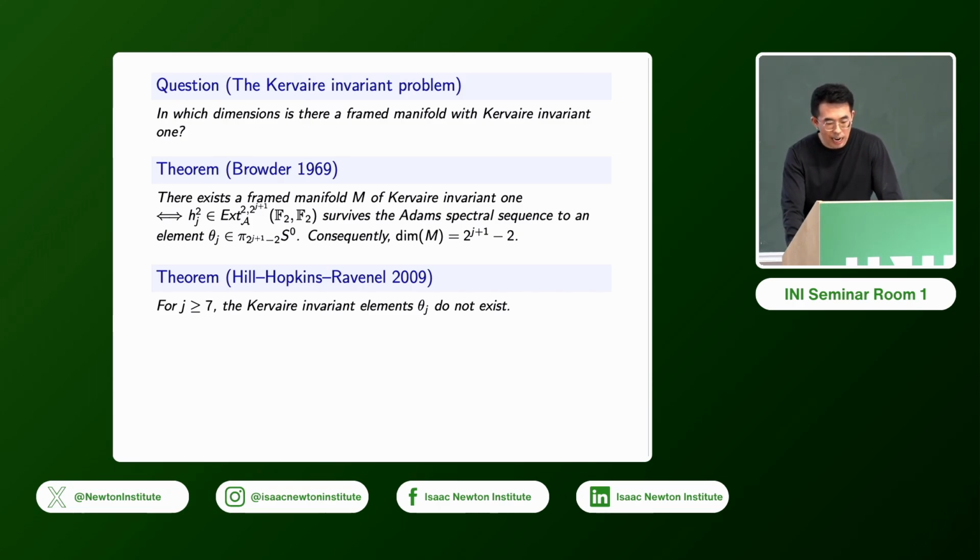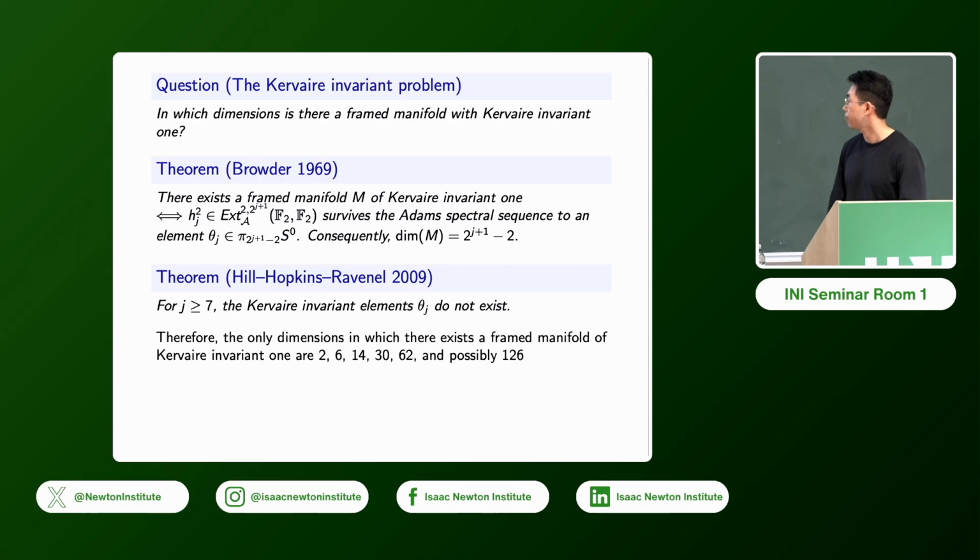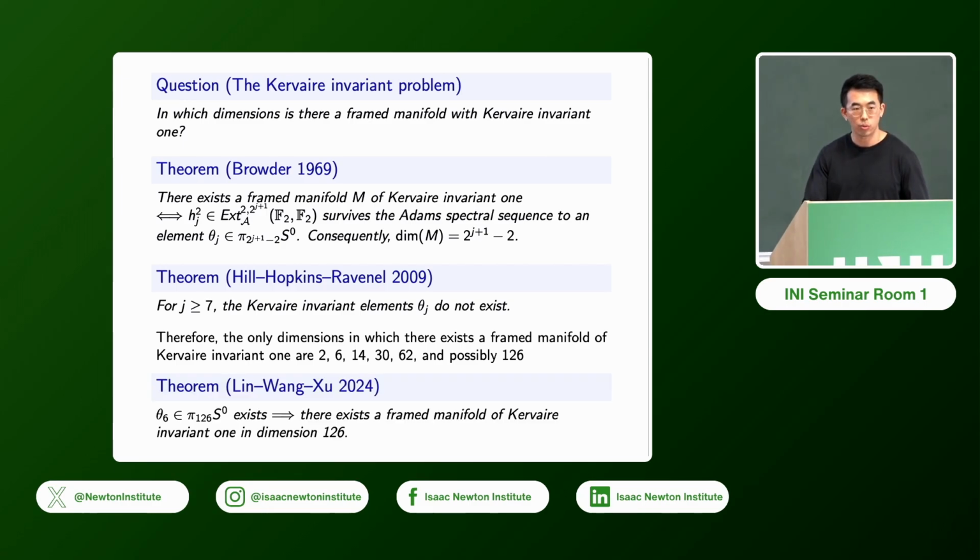And 40 years after, Hill, Hopkins, and Ravenel in 2009 proved that for j at least 7, the Kervaire invariant elements theta_j do not exist. So as a result of their theorem, the only dimensions in which there exists a framed manifold of Kervaire invariant 1 are in dimension 2, 6, 14, 30, 62, and possibly 126. So at the time when they proved their theorem, there was only one case left open, the one in dimension 126. And this was recently resolved by Lin, Wang, and Xu in 2024. So they showed that theta_6 exists. So as a result, there does exist a framed manifold of Kervaire invariant 1 in dimension 126.